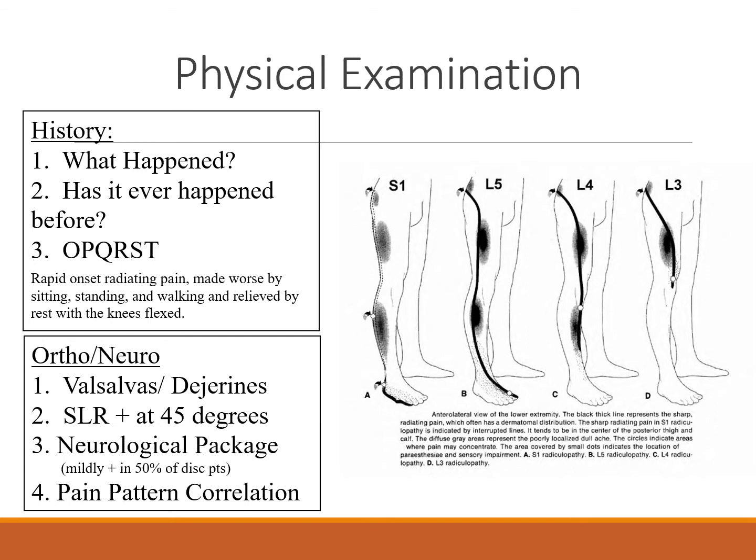And also what is not part of your neurological package, but you can use to help correlate which disc or nerve root level might be affected, is your pain pattern correlation. Remember, it's not part of the neuro package, but you can correlate that with the nerve root and perhaps predict which disc is involved.